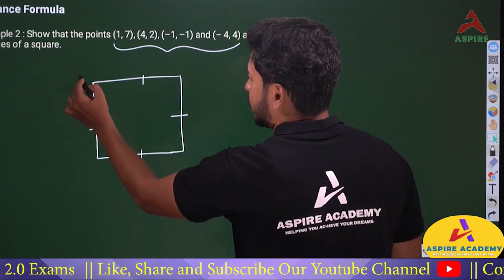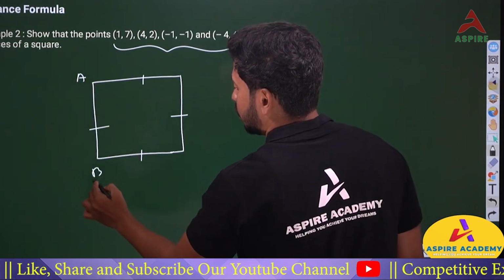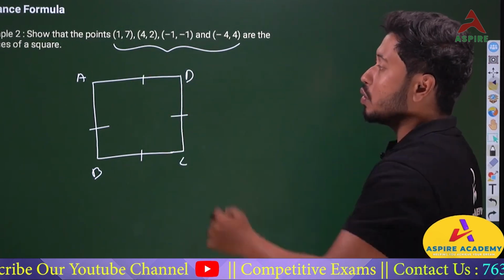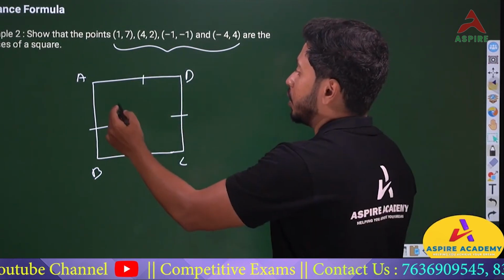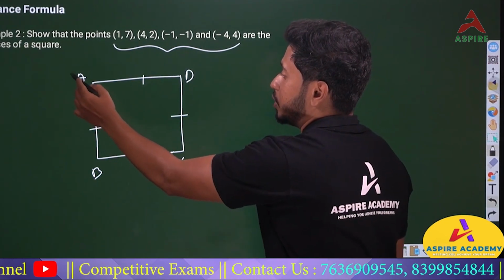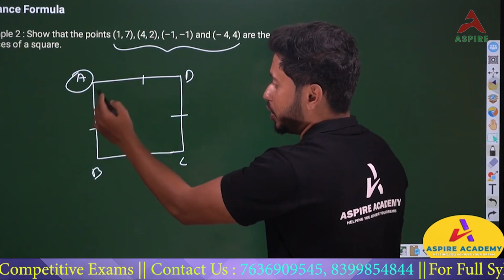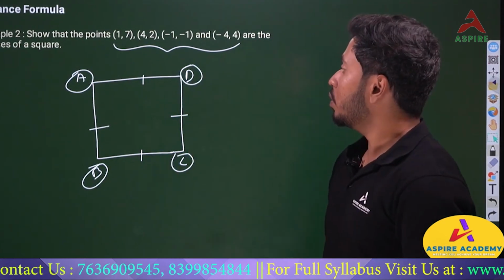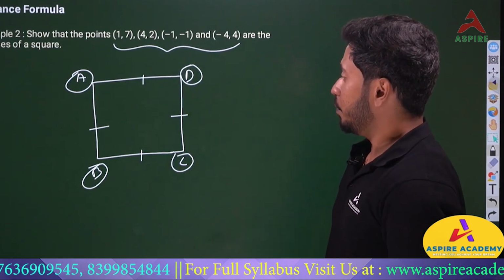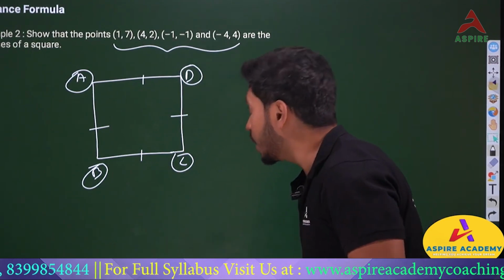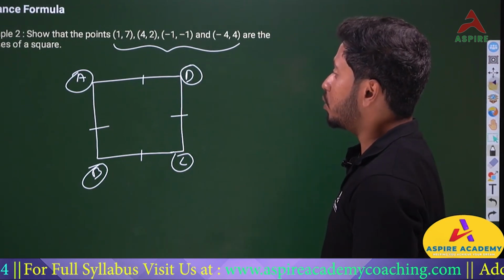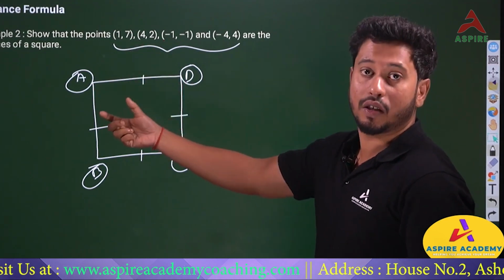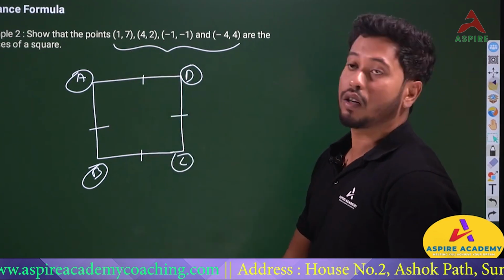And suppose these are A, B, C, D, and these coordinates are the vertices of these points. Okay, meaning coordinates of points A, B, C and D. So now you have to show whether these points are the vertices of a square or not.